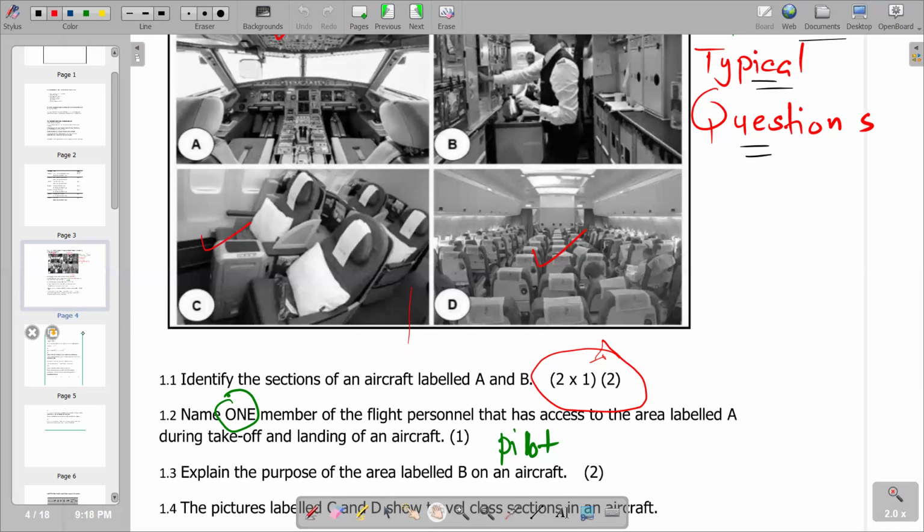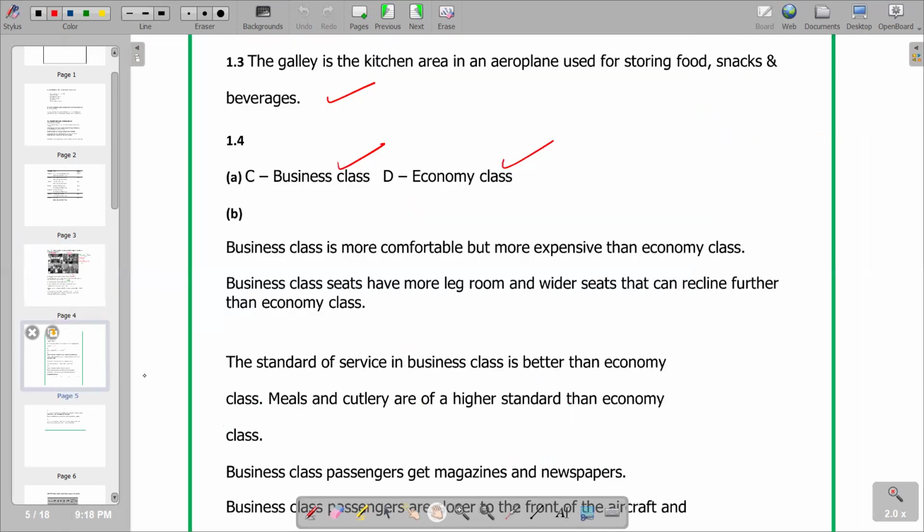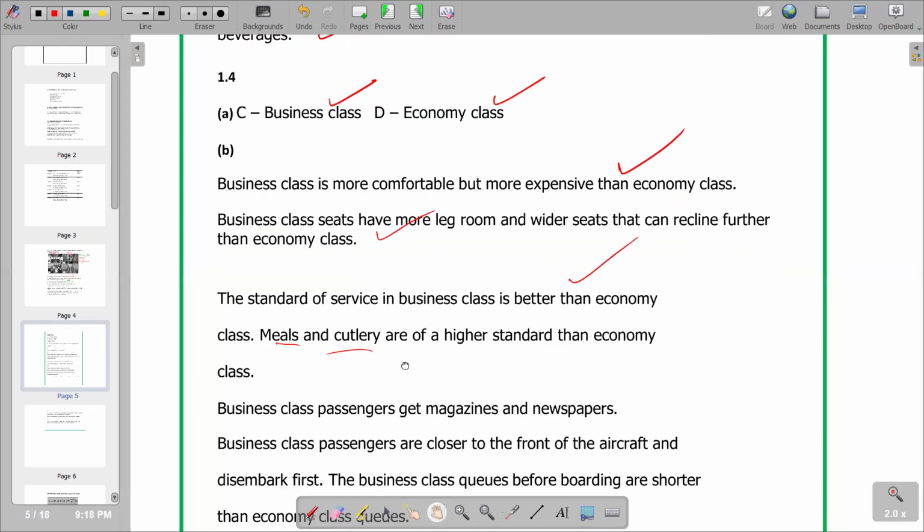So we have those differences also outlined on the other section, whereby the first is that business class is more comfortable but more expensive than economy class. The second one, business class can recline better than economy class. Then we can see that music and cutlery are of a higher standard than economy class. So they're talking about the music and cutlery of business class also being of higher standard.